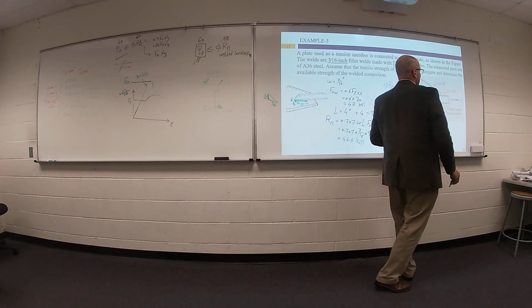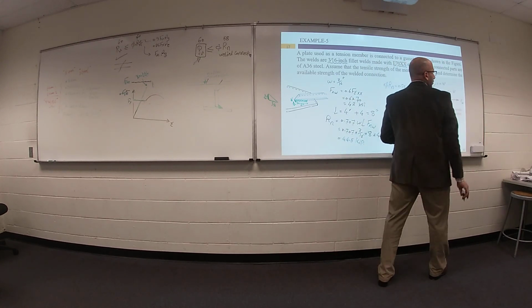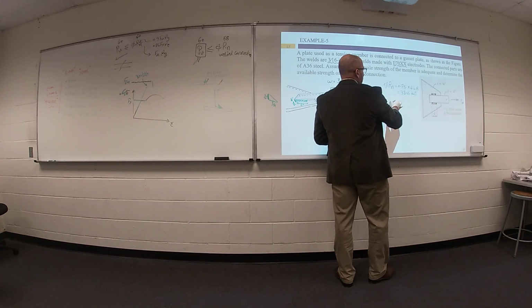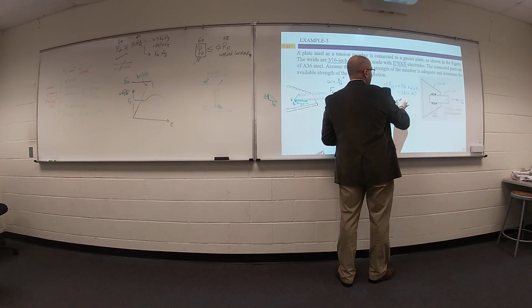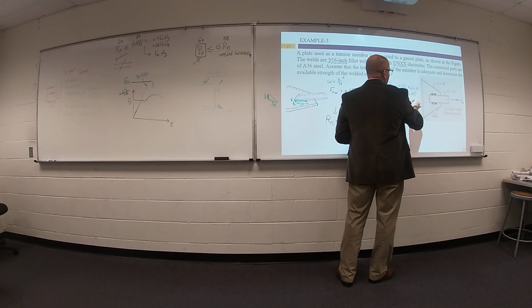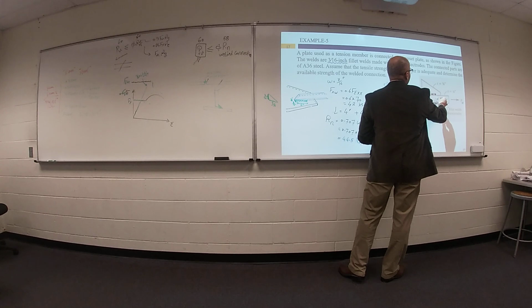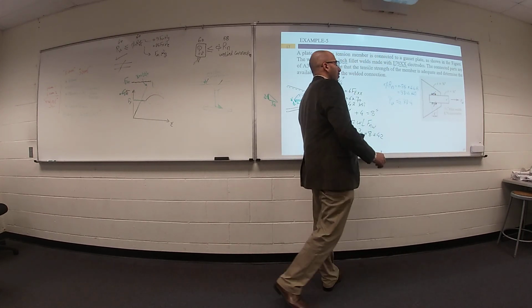So, if you have P ultimate acting in your member, your P ultimate from structural analysis must be smaller than or equal 33.4 to satisfy your weld connection.